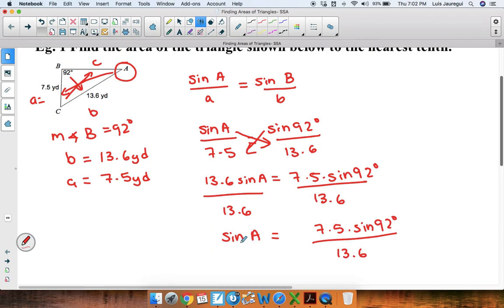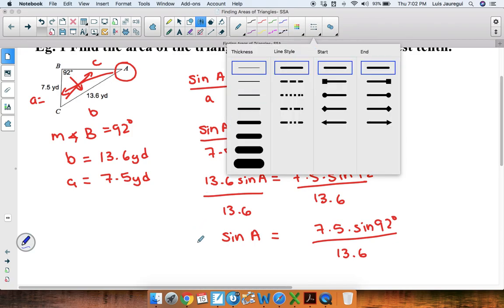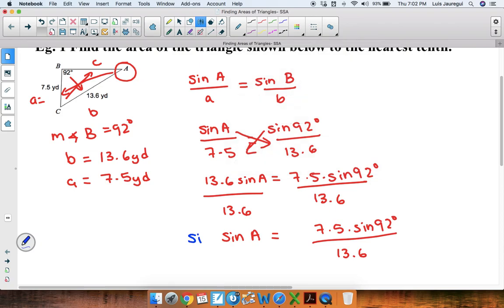Now, to get the A by itself, we need to get rid of sine. To do that, we're going to eliminate it by taking sine inverse on both sides of the equation. So let's go ahead and take sine inverse on both sides. And that leaves you with A is equal to sine inverse of 7.5 times sine of 92 degrees divided by 13.6.